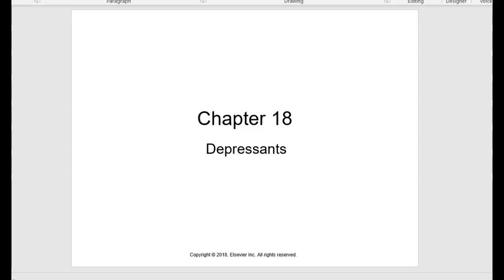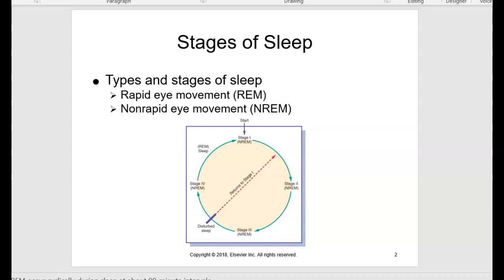This lecture will go over Chapter 18, Depressants. The main categories we're going to talk about are sedative hypnotics and general anesthetics. Sedative hypnotics can be used to aid a patient who may have difficulties with sleeping. So the first slide here that we're going to talk about talks about the stages of sleep.